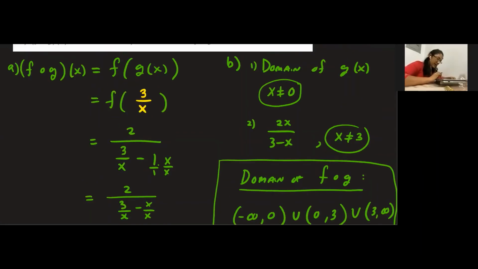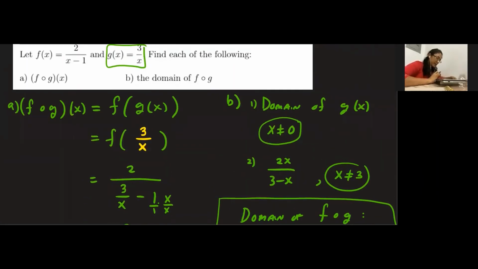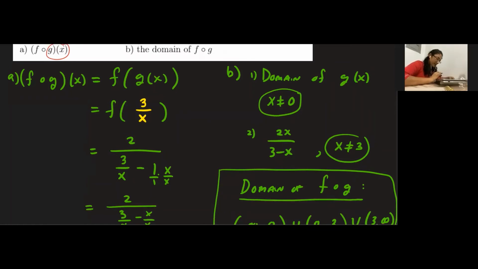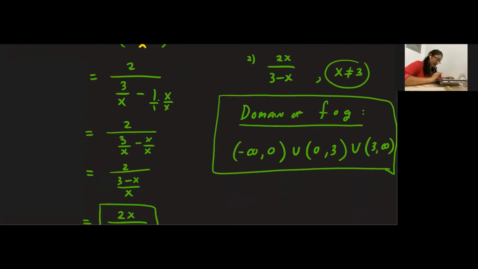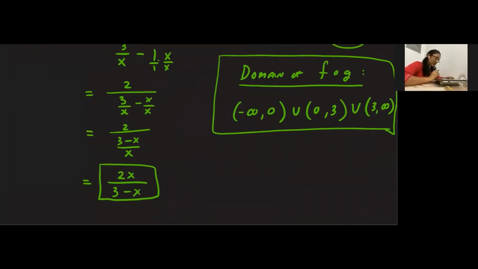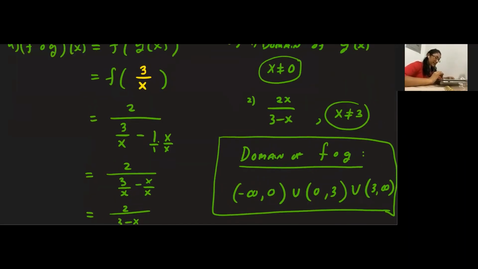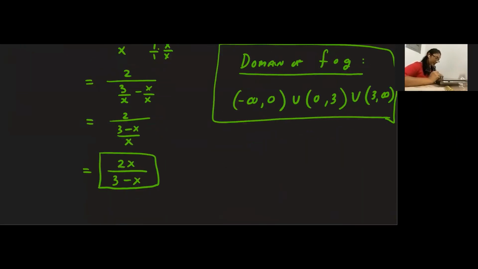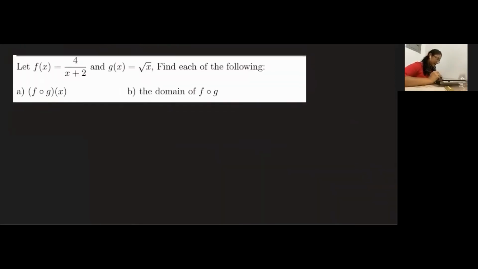Just to recap one more time, when you're looking for the domain of a composition, first you want to find the domain of the innermost function, which is g in this case. Then you look at your resulting function after the composition and find what values are not in the domain of this function. Putting those two ideas together, you get the domain of the composition. Okay, so let's try another example. So let's try this one.